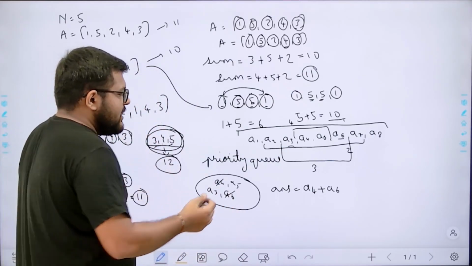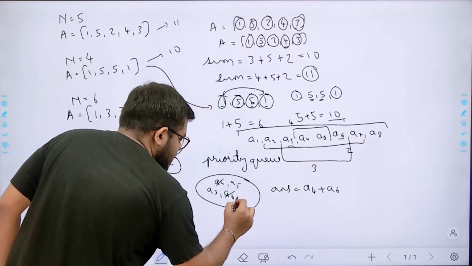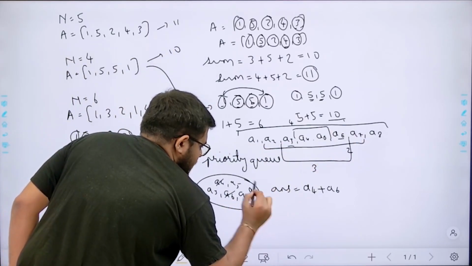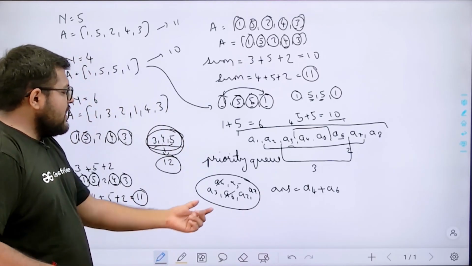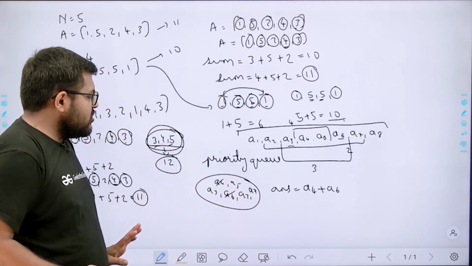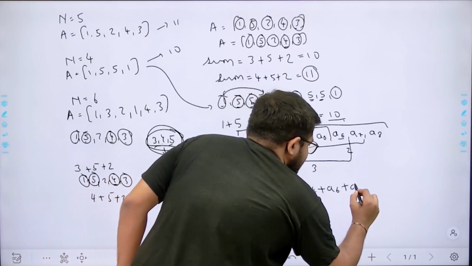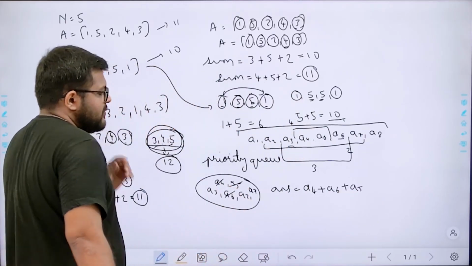Now in the second step I had the array from A2 to A7. So I'll add A2 and A7 to my priority queue. Again let's say the top element in the priority queue now is A5. So I'll add A5 to my answer and remove it from the priority queue.